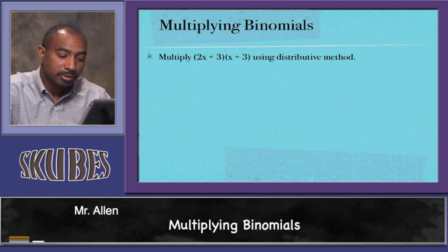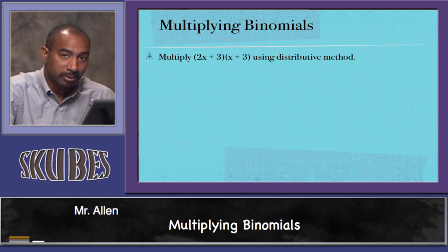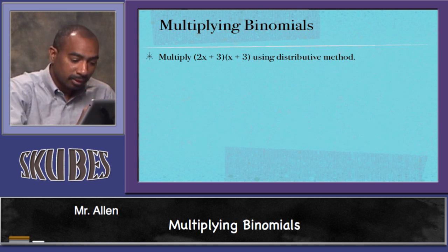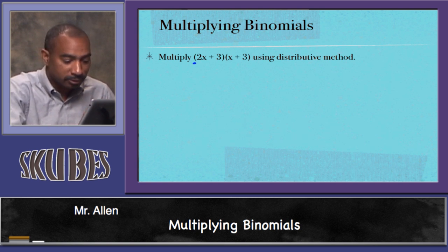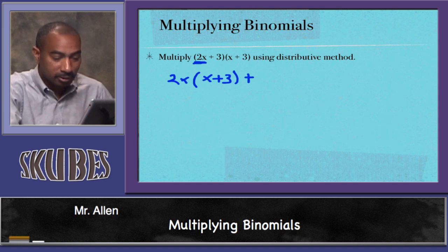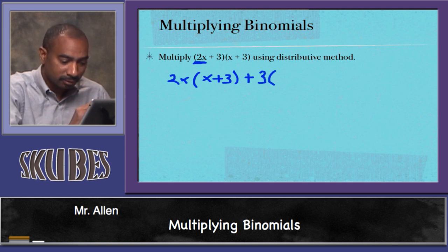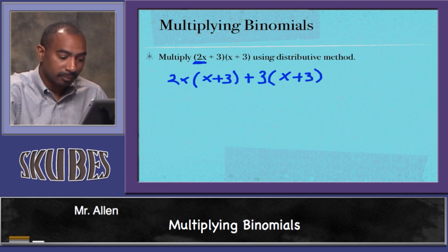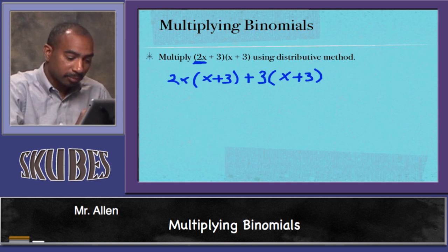All right, for example, using the distributive method, if I want to multiply 2x plus 3 times x plus 3, I go from left to right. I'm going to use the first term from the first binomial. I'll put 2x, and I'm going to multiply it times x plus 3, the binomial to the right. Then I have an addition sign there, so the addition sign goes here. The second term from the first binomial is 3. So I'm going to distribute that again to x plus 3, the binomial on the right.